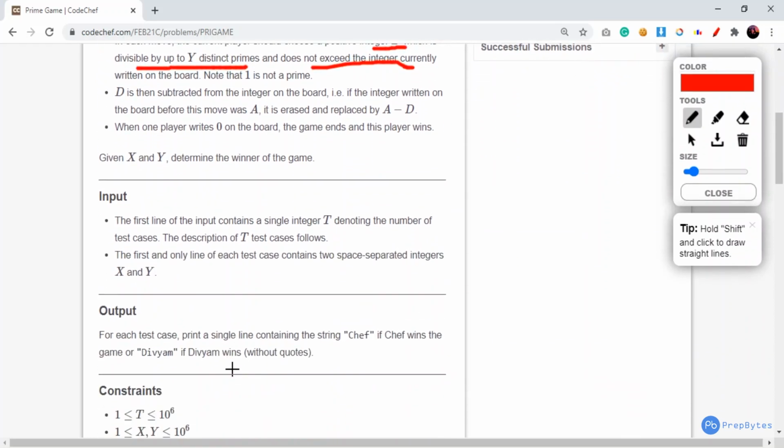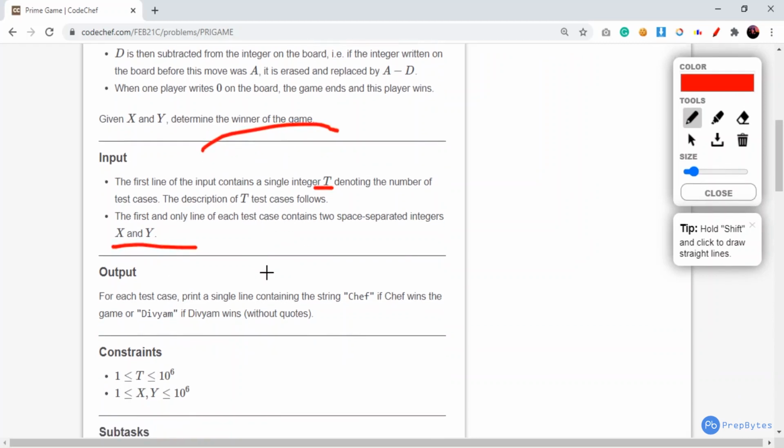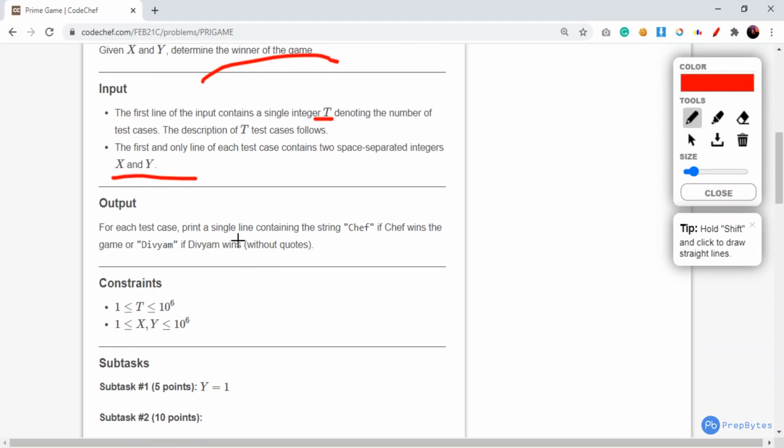Let's move to the input part. The first line of the input contains t, denoting the total number of test cases. For each test case, the first and only line contains two space separated integers x and y, for which we will have to determine the winner of the game. For each test case, we will have to print a single line containing the string Chef if Chef wins, and if Divyam wins, we will have to output Divyam without any quotes. So this is my output.